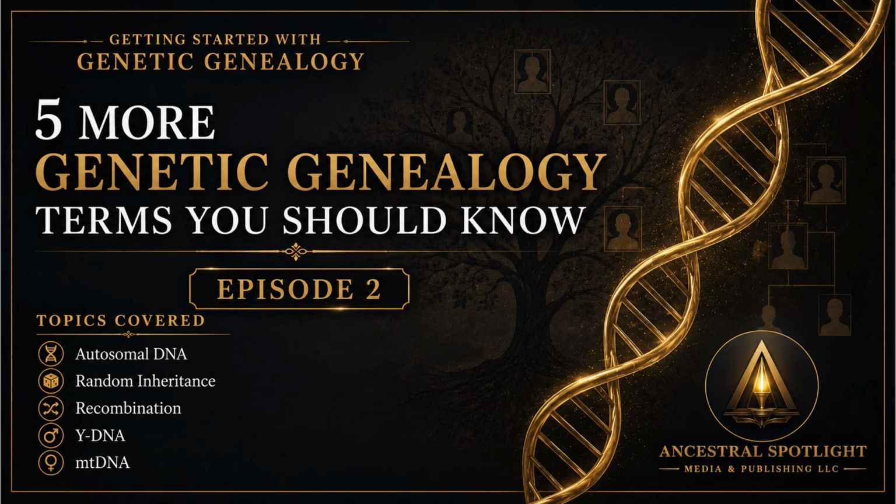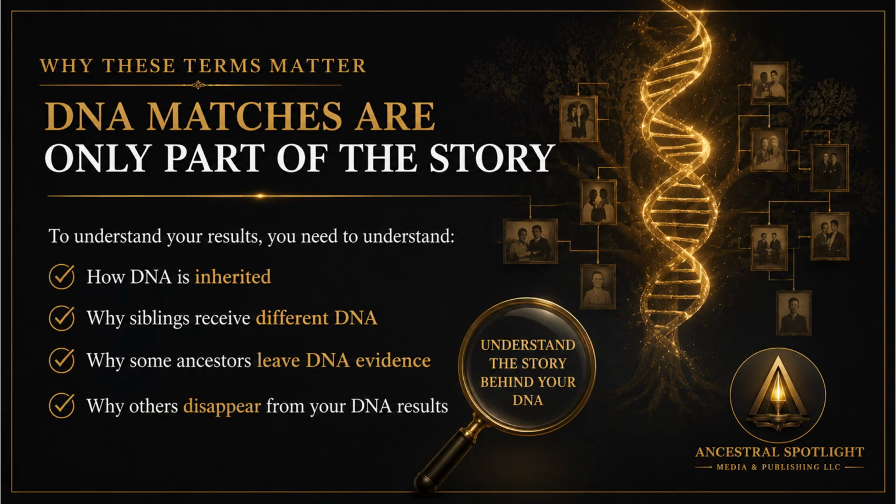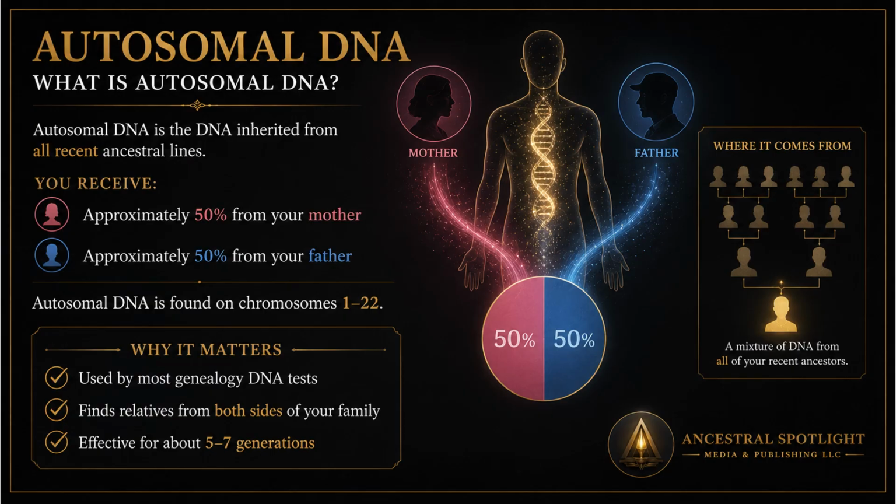produce surprising results. Many beginners think DNA testing is simply about finding matches. But interpreting those matches requires understanding how DNA moves from generation to generation. The 5 terms we're covering today explain why your DNA results look the way they do, and why DNA sometimes confirms family connections and sometimes doesn't. These concepts form the foundation for everything you'll do in genetic genealogy.